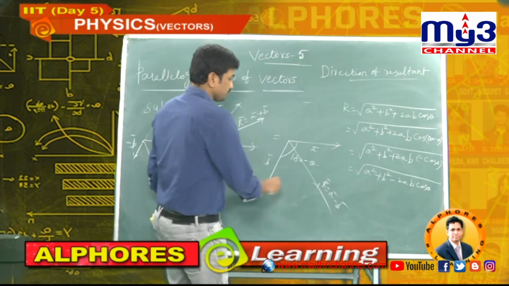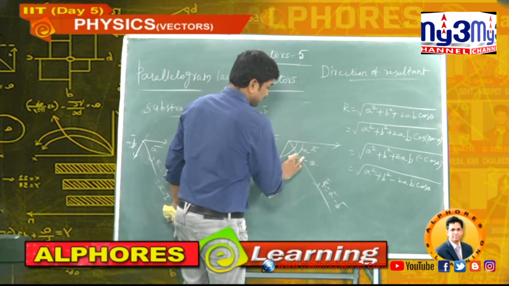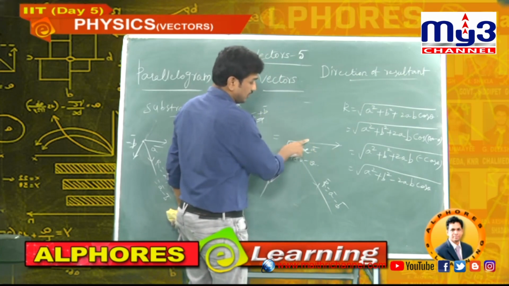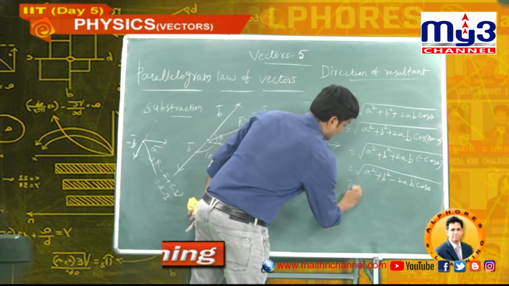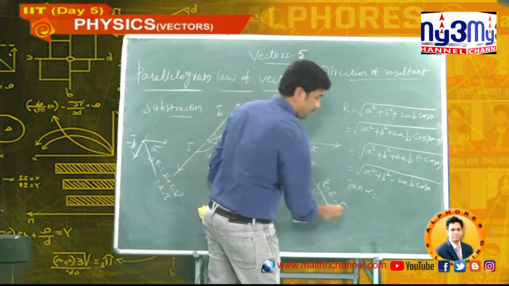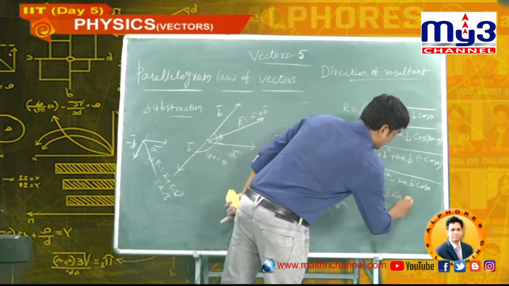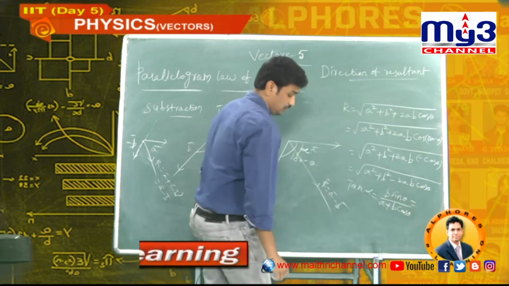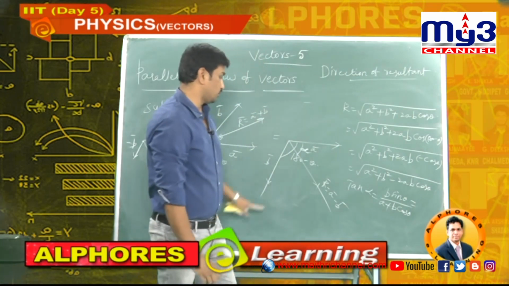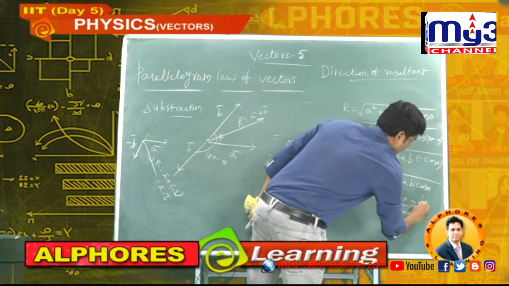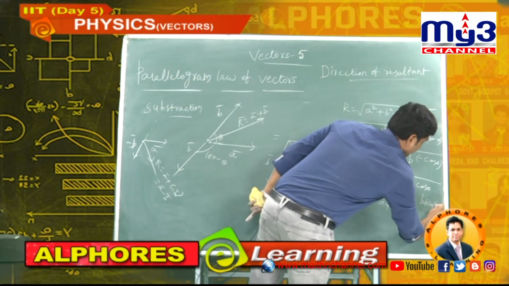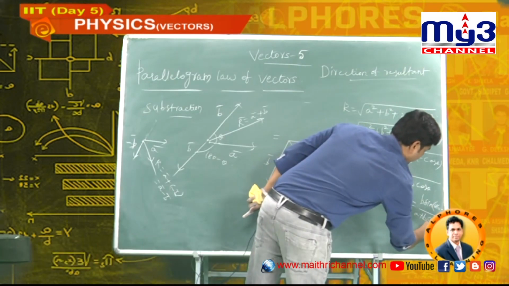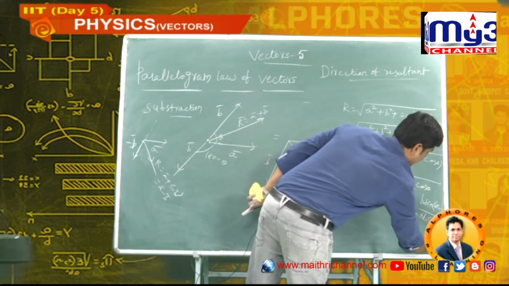Similar to that, shall we calculate alpha? The resultant, how is it with the horizontal vector? Tan alpha is equal to, what is the formula? B sin theta by a plus b cos theta. Here what is the theta? 180 minus theta. Now b sin of 180 minus theta in the numerator, and the denominator is a plus b cos of 180 minus theta.